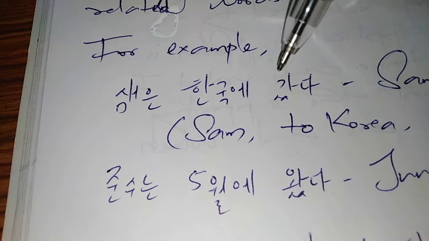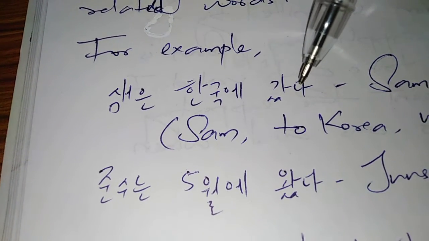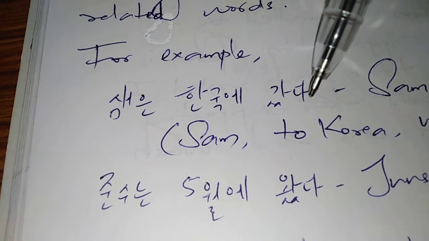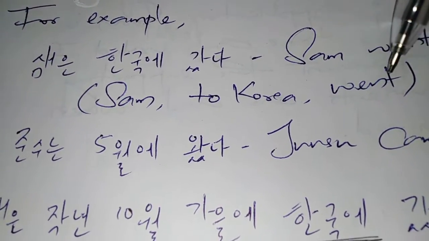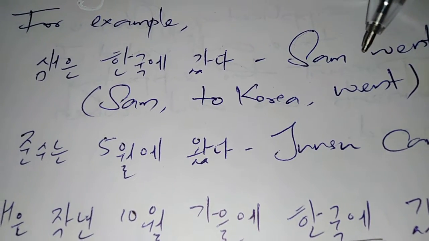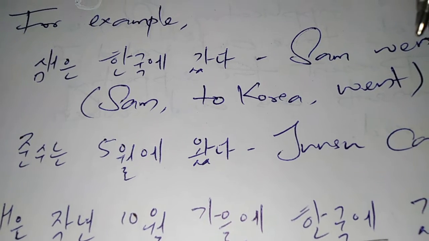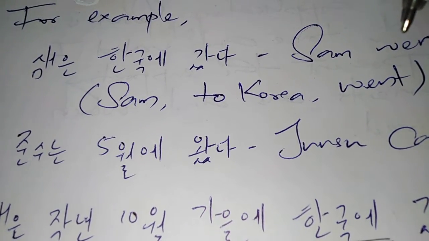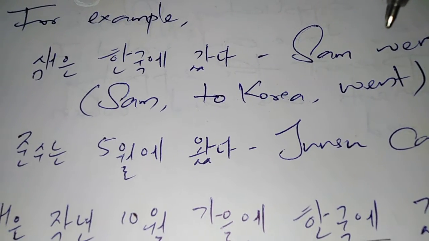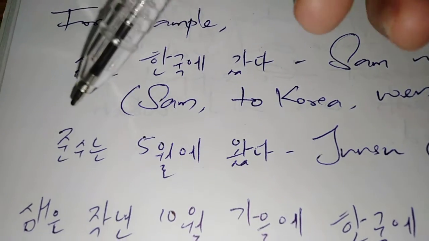So 샘은 한국에 갔다. That means Sam went to South Korea. So it's literally written like Sam to Korea went. That's how the sentence order works. So I'll be giving a detailed view into how the sentence order works when it comes to time and place particles at the end of the lesson. So stay tuned for that.